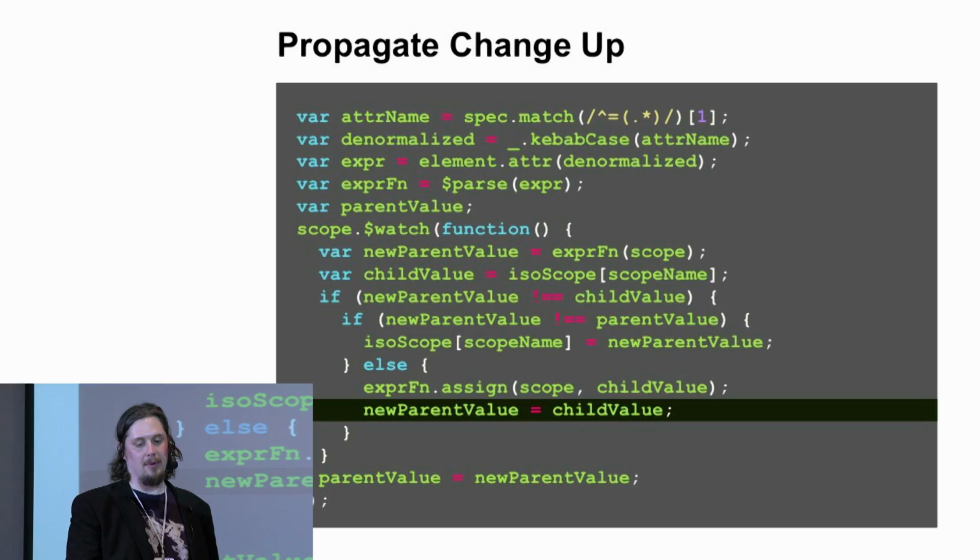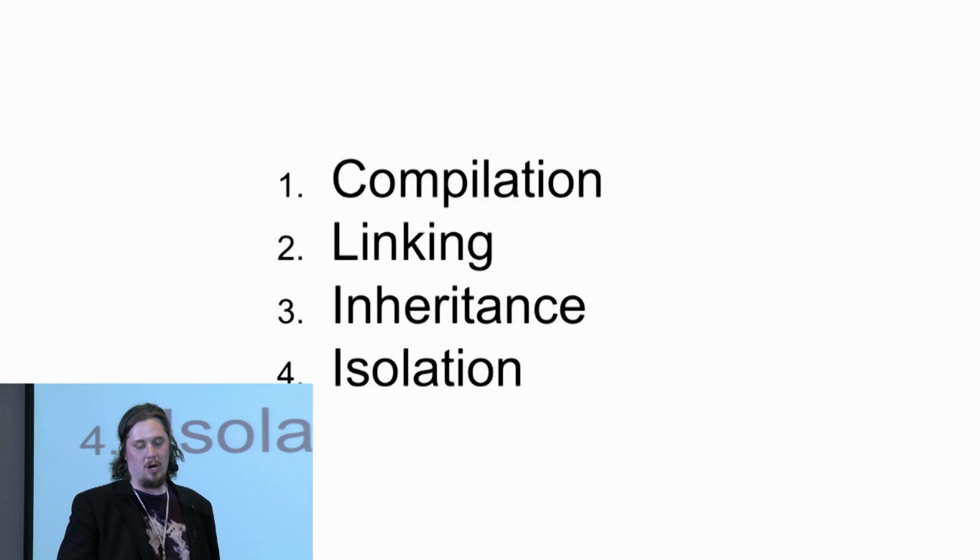And that is how isolate scopes do the two-way data binding in Angular. It's a little bit involved, but I think it's somehow comprehensible. And that's what I wanted to share today.